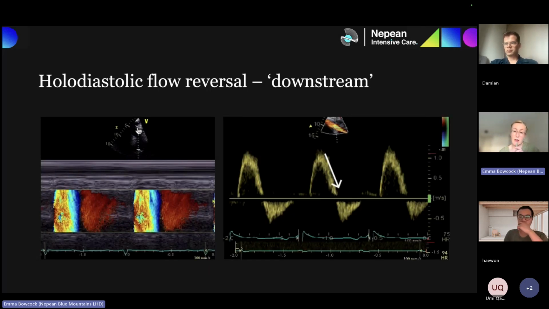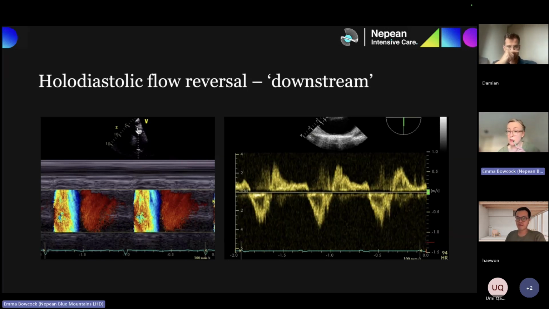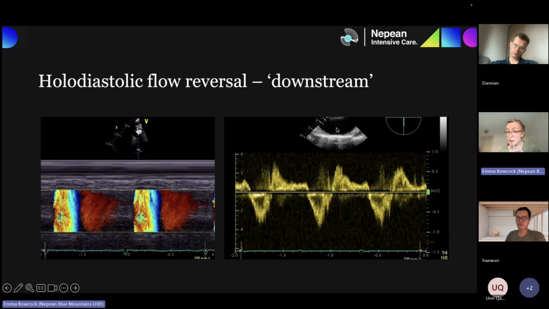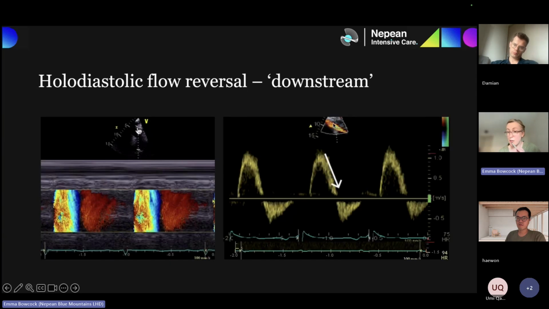Yeah. This would be someone, for example, with maybe moderate AR that has flow reversal, so it's that intermediate, but it's not prominent and holodiastolic. So compare that one to this one. This time we've got the sample gate for this patient in the abdominal aorta, so flow coming above the baseline towards your probe, and then diastolic flow reversal happening here, but non-holodiastolic.